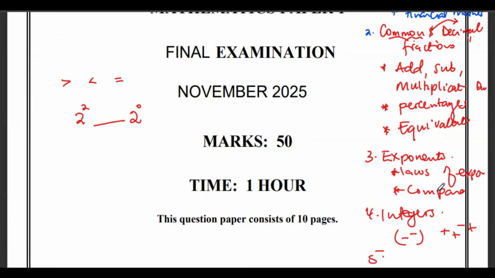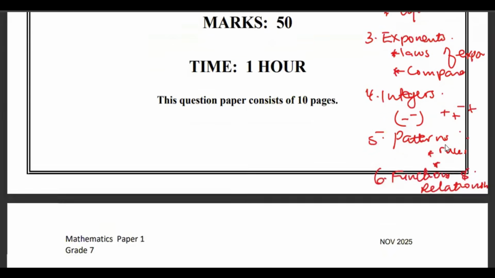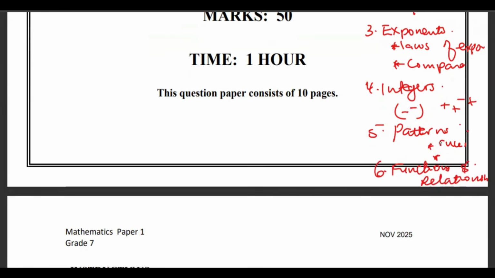Then topic number 5, we have what we call the numeric and the geometric patterns. Some people call it just number patterns. Know how to extend the patterns, how to get the rules, and if sometimes we use the geometric aspect, just know how to draw the shapes that follow the pattern. And then lastly, we have our functions and relationships. What this entails is basically the different relationships between numbers.